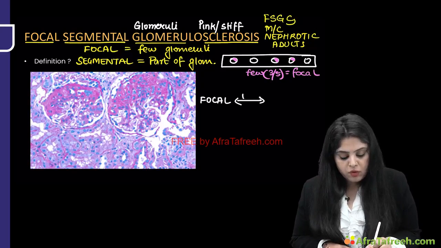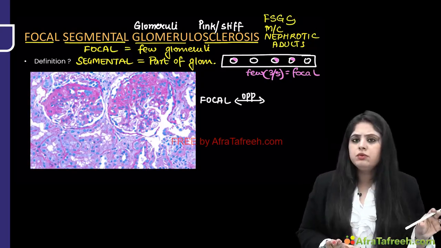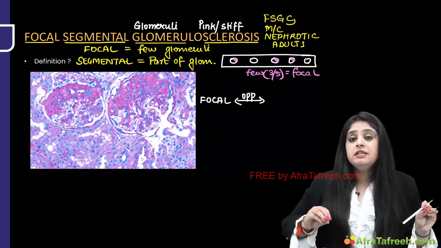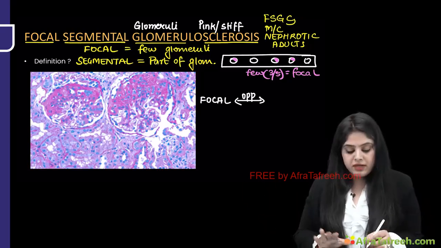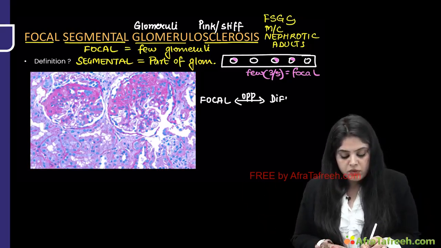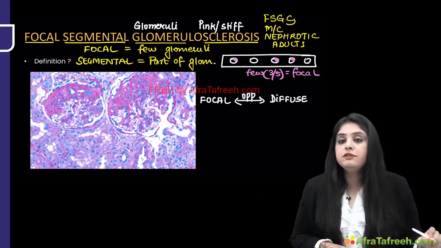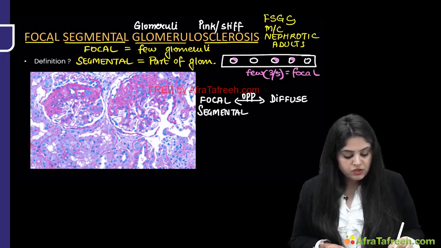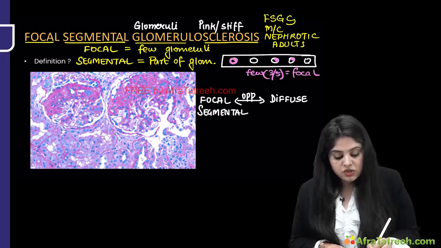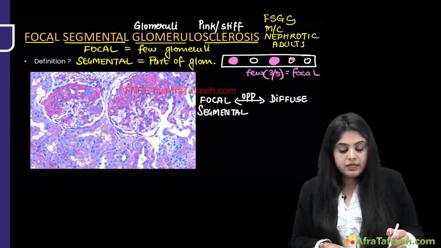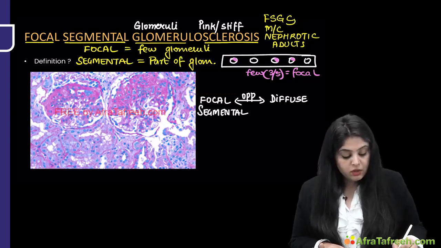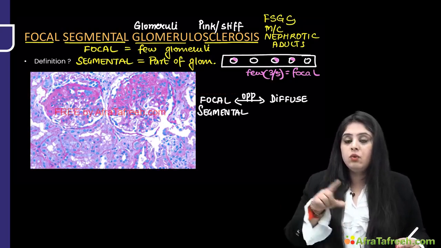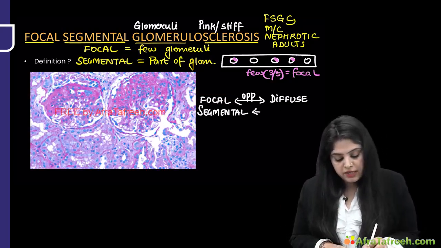What is the opposite of focal? Focal was few, only 3, 2 glomeruli affected. Diffuse is all the glomeruli affected. So the opposite of focal is going to be diffuse. Second, when only a segment was affected, you called it segmental. But just imagine, if the entire glomerulus like this has become pink, what would you call it? Then you would call it global. It's become like a globe, like the round globe. So then you would refer to it as global.